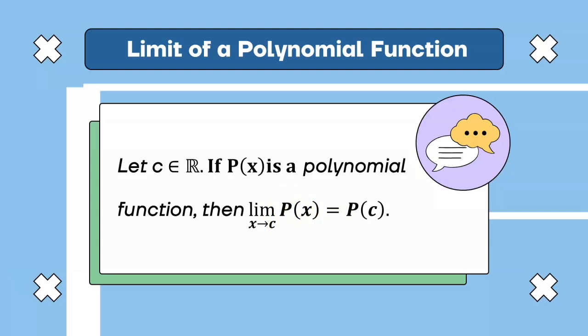One of those cases is for polynomial functions. As long as p of x, or the given function, is a polynomial, then we can say that p of c is the same as the limit. So we can just do the direct substitution. So let's have an example.